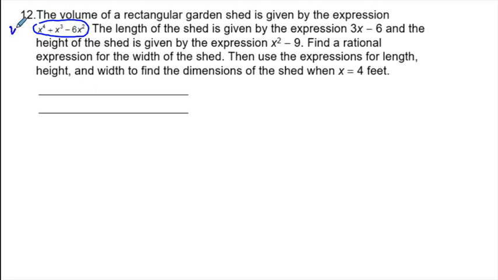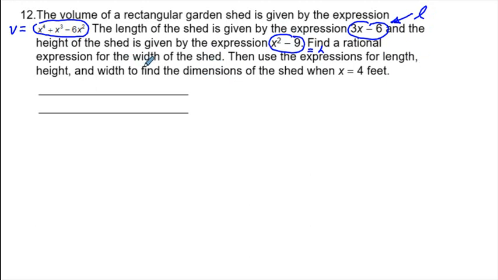So that's going to be our volume. The length of the shed is given by the expression 3x minus 6, so that's going to be, we'll call L. And the height of the shed is given by the expression x squared minus 9, and we'll call this our h for height.